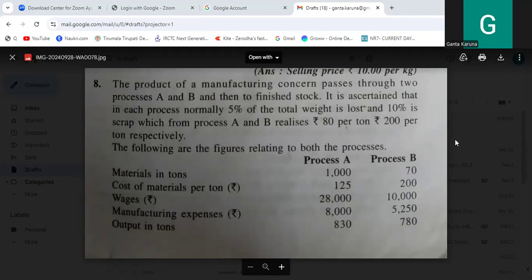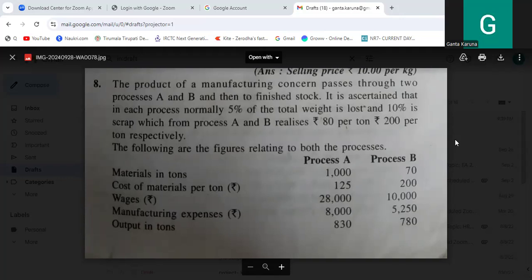He didn't give the total amount. He said per ton is for A, it is 80 per ton will be sold, and 200 for process B will be sold, the scrap. So 5% generally will be normal, whereas 10% is scrap, which we are going to sell.